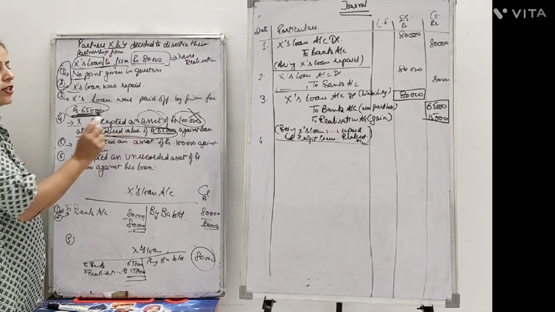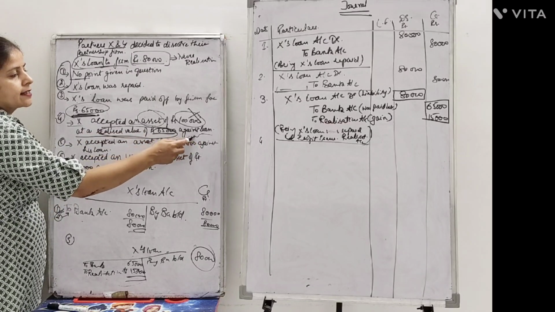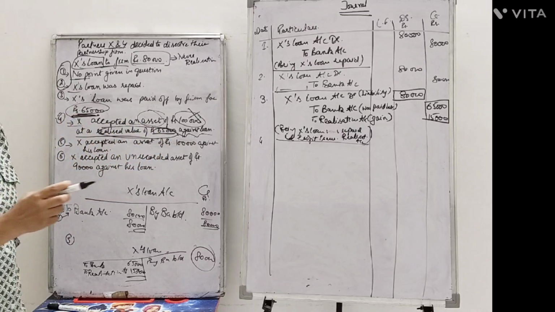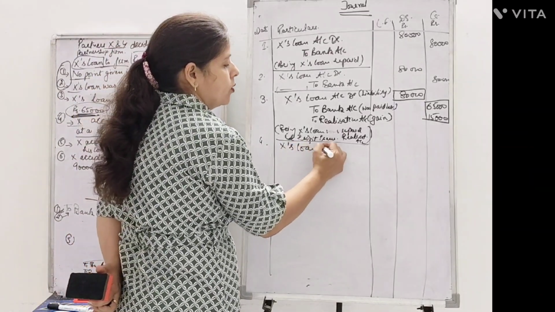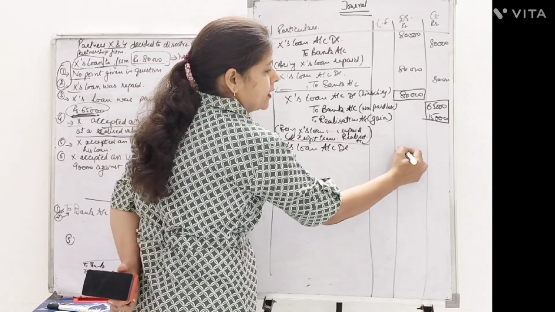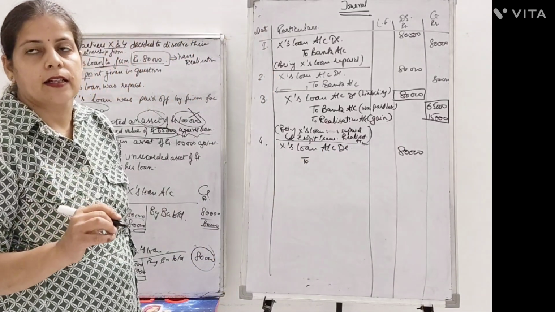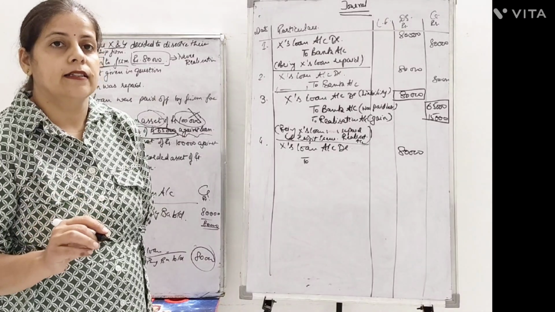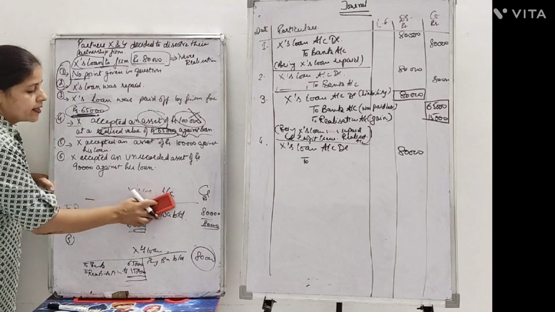So realized value is 65,000. X accepted it against his loan, right? So which account is to be debited? Again, X's loan account is to be debited with 80,000. He has accepted an asset. When an asset is there, that has already been transferred to which account?